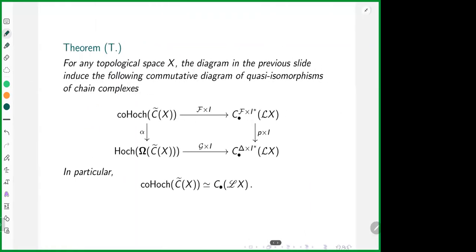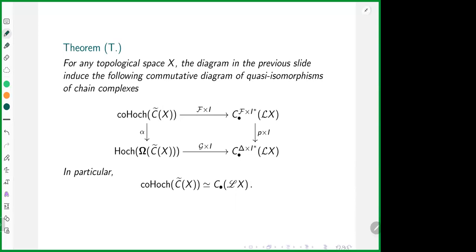But then we get this theorem, which says: given a topological space X, the diagram on the previous slide induces the following commutative diagram of quasi-isomorphisms of chain complexes. So it turns out that everything on this diagram is going to be a quasi-isomorphism. This map alpha comes from the unit of the bar-cobar adjunction, and these maps are of course induced by those polytope maps that come from the ideas of Adams and Goodwillie.